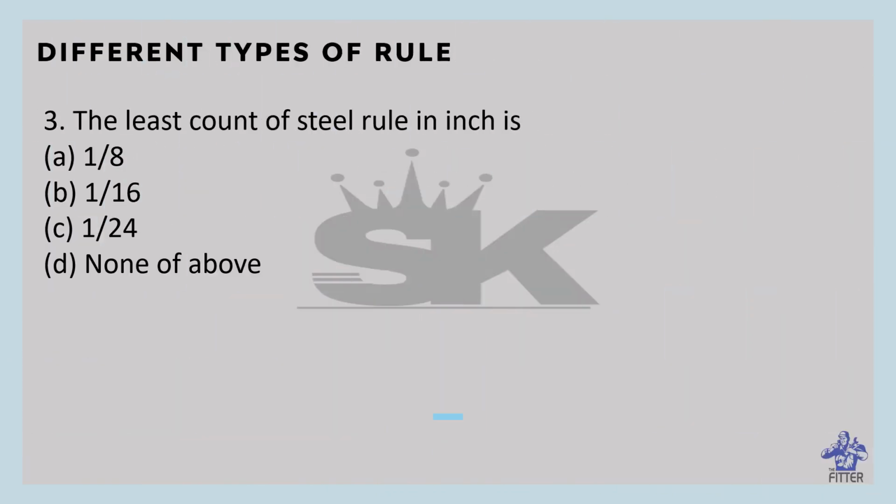The least count of steel rule in inches is: none of the above. You may get confused. The steel rule least count is 0.5 mm. But here we are asking in inches. That is 1 by 64 inch.